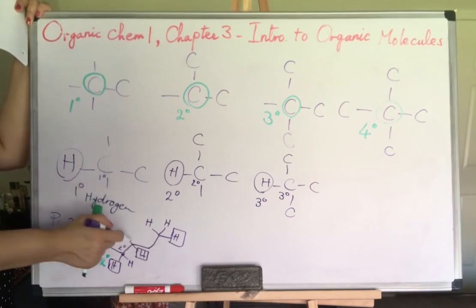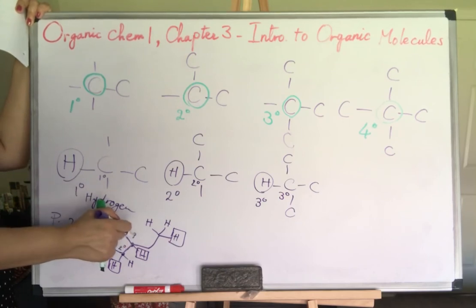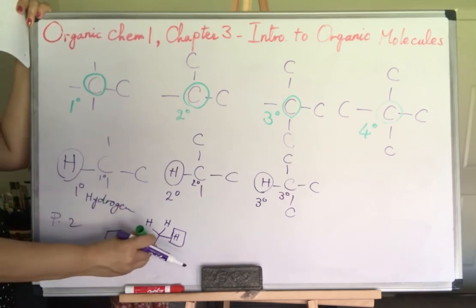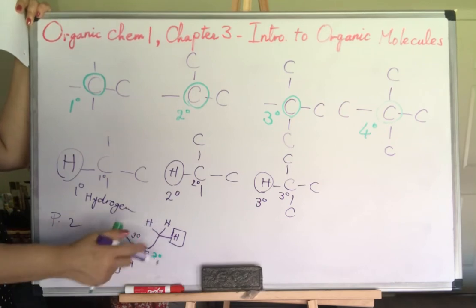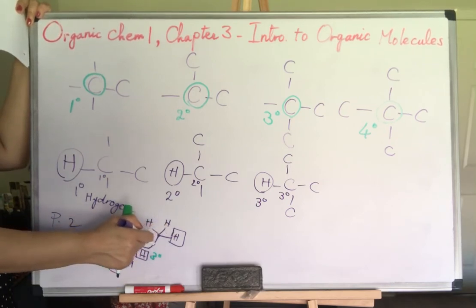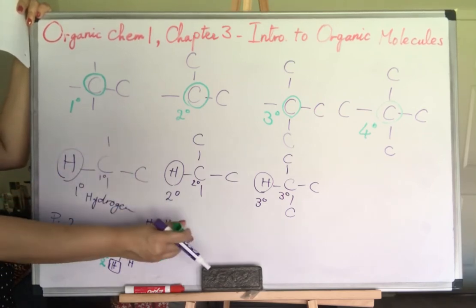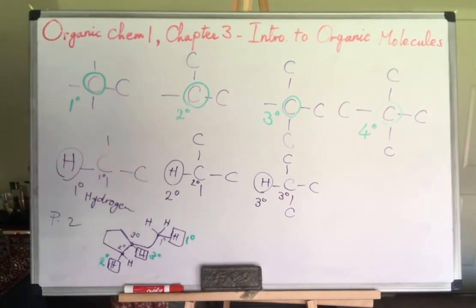This hydrogen is connected to this carbon, and the carbon is attached to 1, 2, and 3. So this is a tertiary carbon. The hydrogen will be tertiary. The hydrogen here is attached to this carbon, which is attached to 1 more carbon. So it's a primary carbon and primary hydrogen. So without determining the type of carbon, you cannot determine the type of hydrogen.